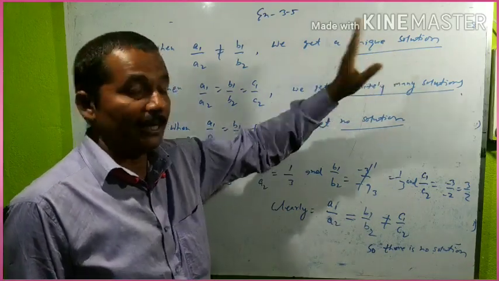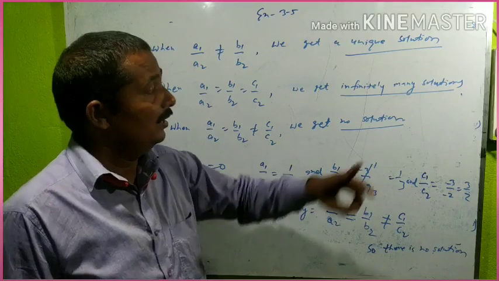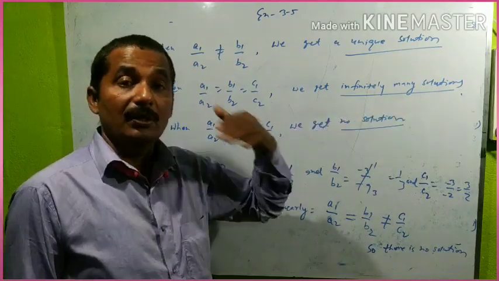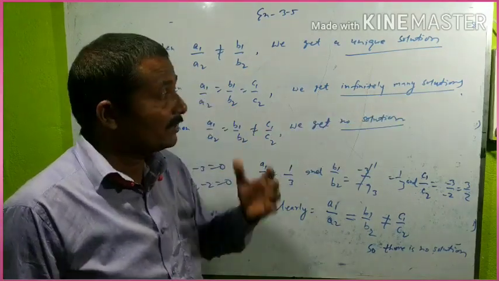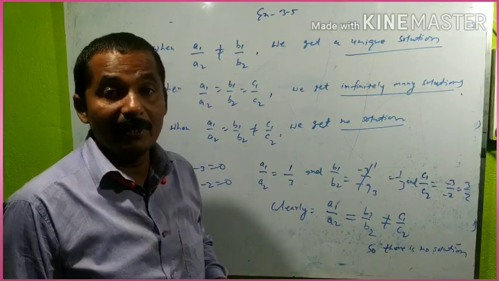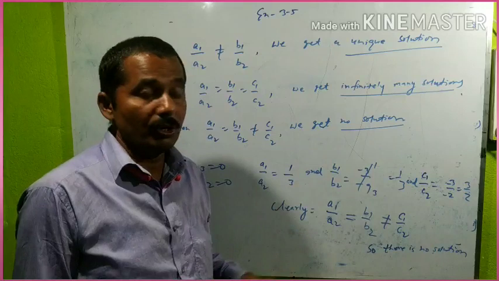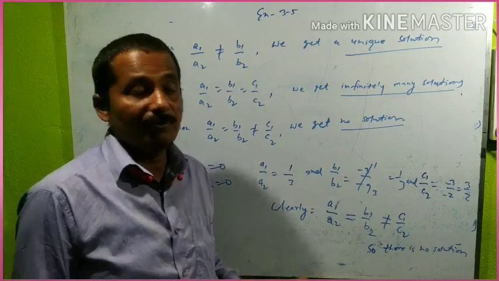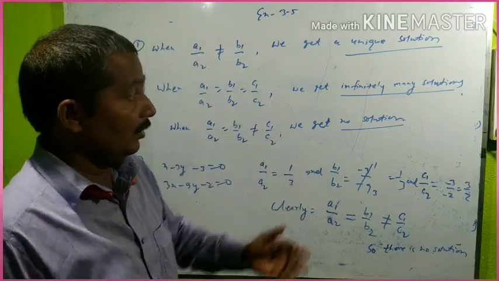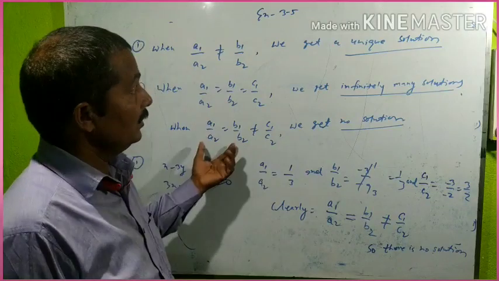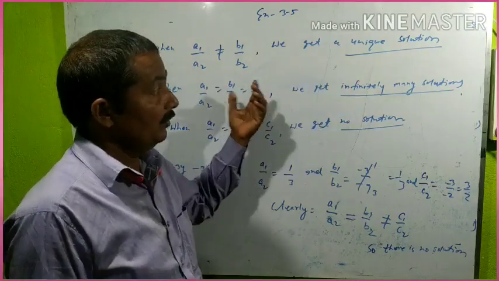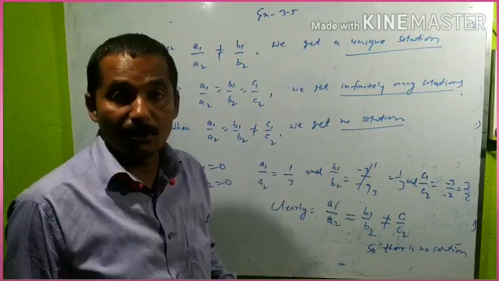Unique solution, exactly one value of x and y. Infinitely many solutions, unlimited number of, means uncountable values will be there now of x and y. And third one, no solution means there is no such value of x and y now. But now you try to understand under what condition we get unique solution, we get many solutions, and we get no solution.